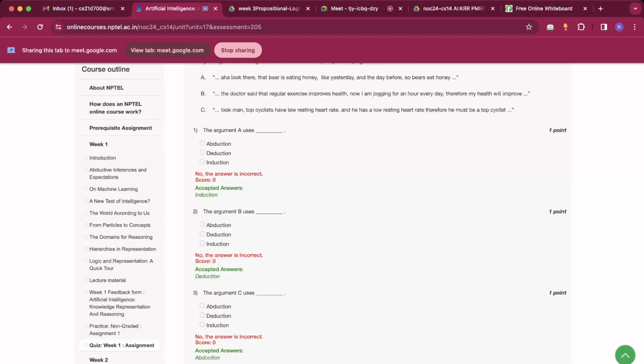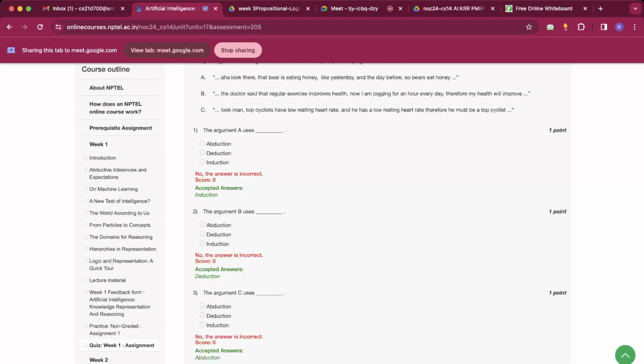Are you with me till this point, Ariman? And then the second thing that we are given is he has a low resting heart rate, which is Q. So we have P implies Q and Q, right? Using that we can hypothesize that P might be true, but it's not necessary. So that's why I think abduction is given as the correct answer.